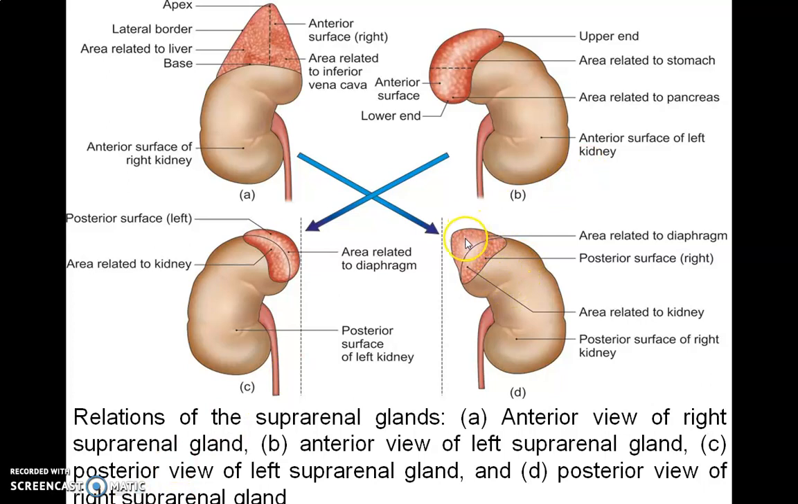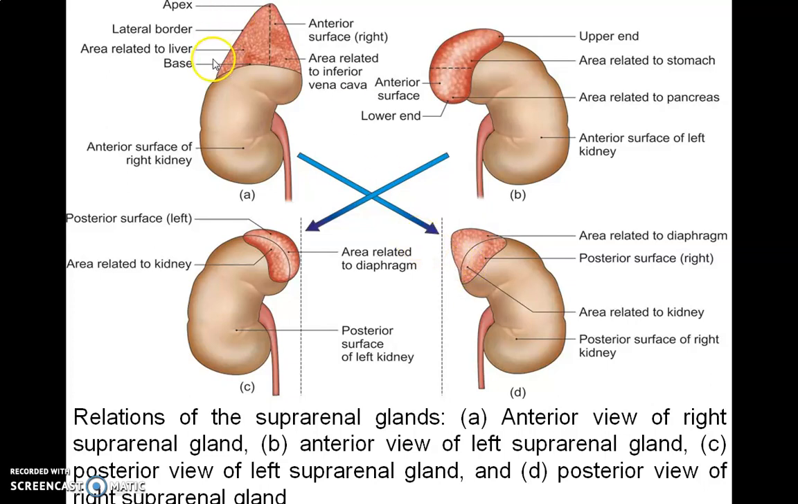The posterior surface of the right suprarenal gland is divided by a curved ridge, as we have seen, into upper and lower areas. The upper area is convex and is related to the diaphragm, separated from the diaphragm by the costodiaphragmatic recess. The lower area is related to the anterior surface and the medial border of the right kidney.